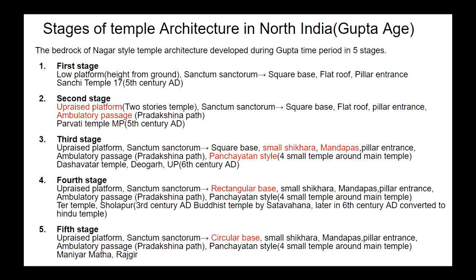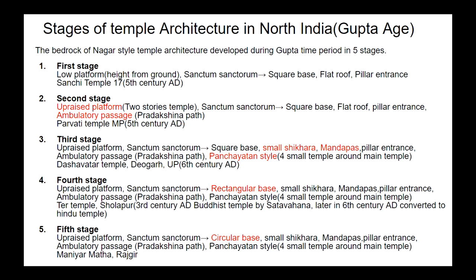Second stage of evolution of temple architecture. In this stage, we found an upraised platform and some temples with two stories. Sanctum sanctorum with square base, flat roof, pillar entrance, and we found the addition of an ambulatory passage in the second stage of the evolution of temple architecture. Ambulatory passage is Pradikshina Path.